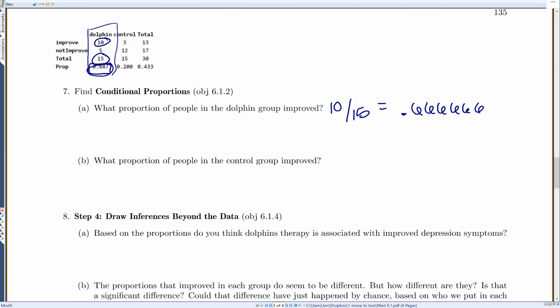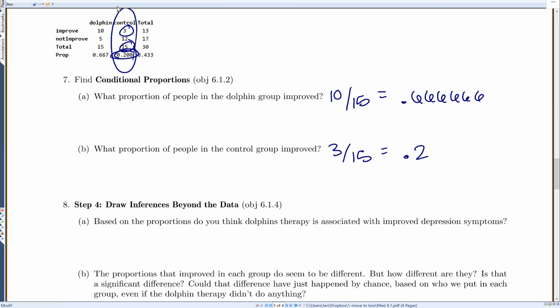Okay. Or what proportion of people in the control group improved? Well, you come up and you only look at the control group and you say there were 3 people that improved out of a total of 15, which is 1/5 or 0.2. Notice that's the proportion. It gave you the proportion right there. So it will tell you the proportions.